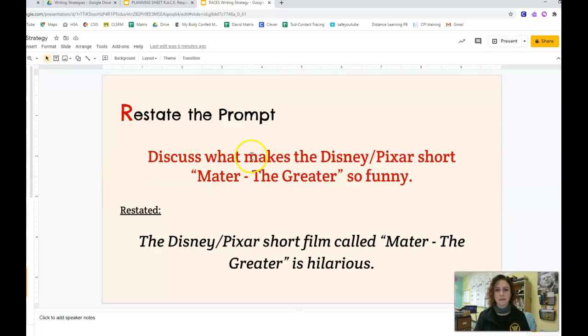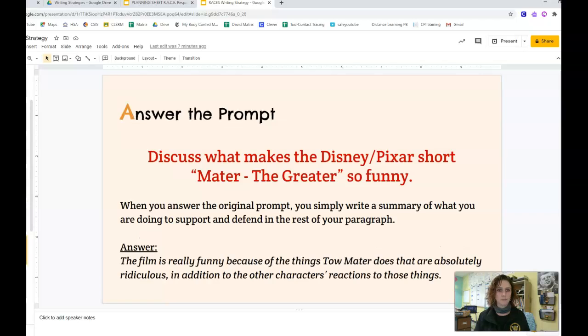So if I take this, discuss what makes the Disney Pixar short Mater the Greater so funny, I can restate it this way. The Disney Pixar short film called Mater the Greater is hilarious. It's pretty simple, but I've still made it my own words. Restate. R for restate. A is for answer. Answer the prompt.